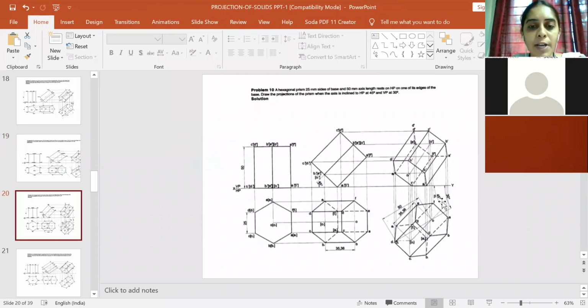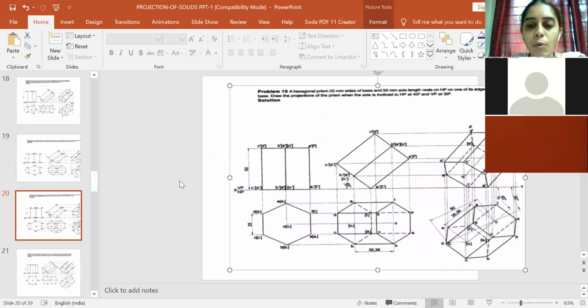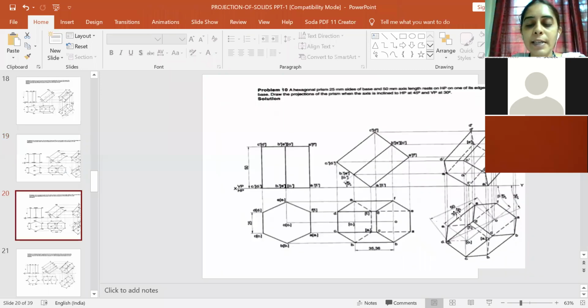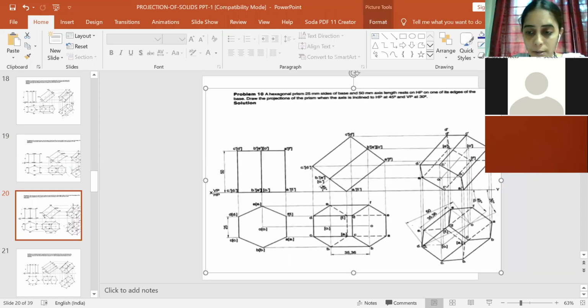Similarly, we will try to solve one more problem related to our beta angle. The same thing what we did. Only thing here, the axis was appeared to be inclined to 40 degree to VP, and in this case the axis is inclined to VP directly at 30 degree. In that case, we have to determine the apparent angle.